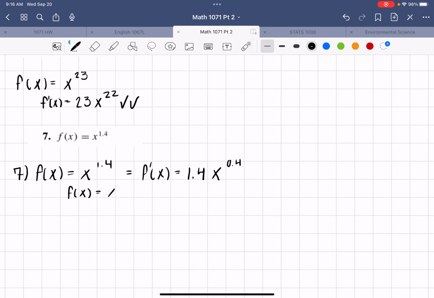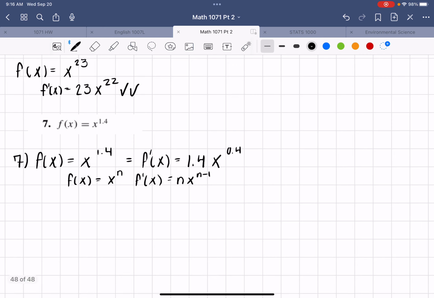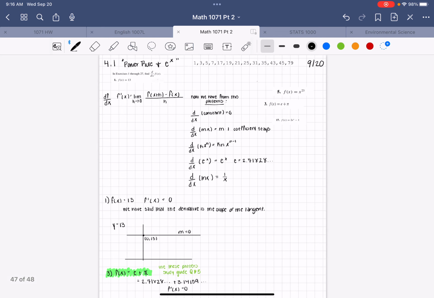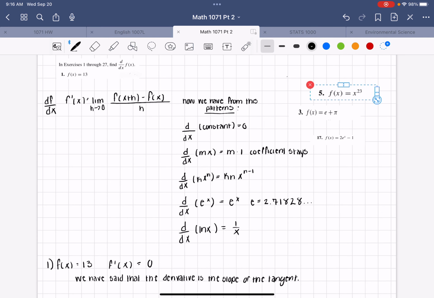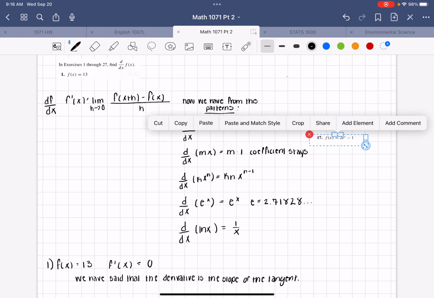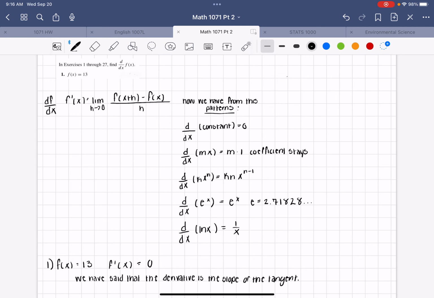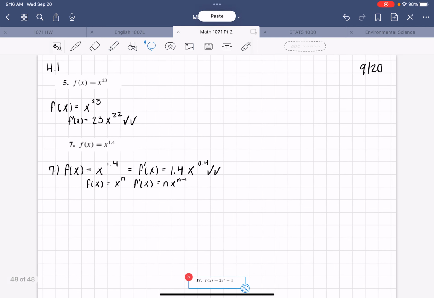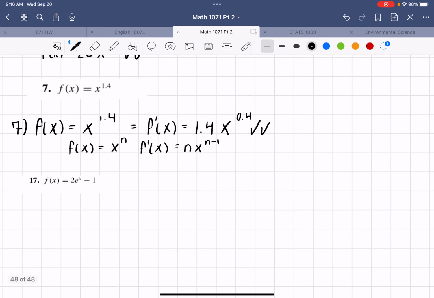Number 17. Here our f of x is 2 e to the x minus 1. Well, let's put our rules, our patterns together. 2 is a coefficient, so it stays. The derivative of e to the x is e to the x. That's the funny number e. E to the x is its own derivative. And the minus 1, that 1 is just a constant. Its derivative is 0. So this derivative is 2 e to the x.